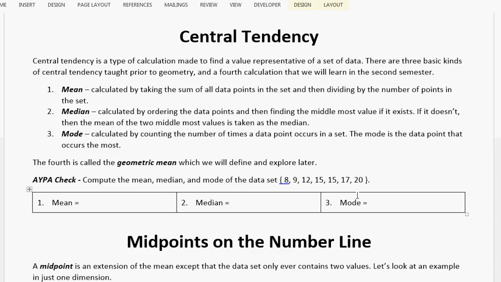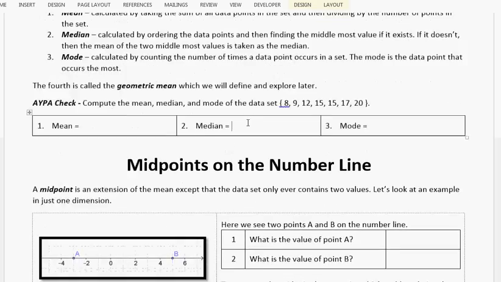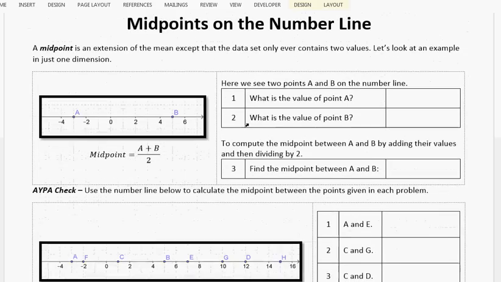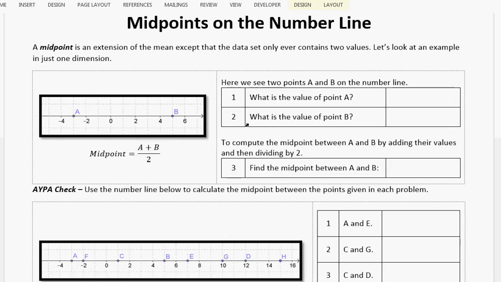One of these three usually is more important than the others, and that's for a different lesson. When we talk about geometric mean, we'll talk more about central tendency and how it works. But I bring it up only because we're about to talk about midpoints. And midpoints are calculated using the mean, only the data set is only 2 points large.